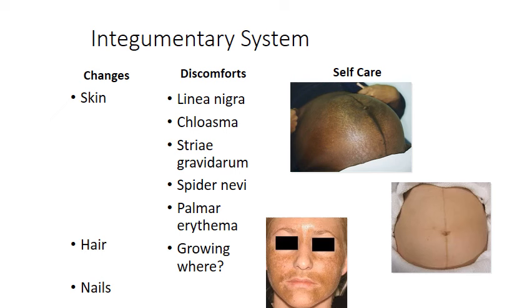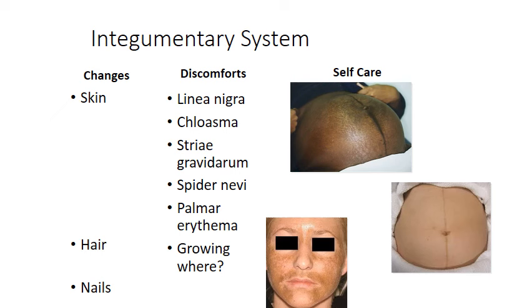The skin. The changes will start in the first trimester and continue throughout. Linea nigra is a dark line from the umbilicus to the mons pubis. You have a couple of good pictures of these on your slides. The chloasma, the mask of pregnancy, you have a picture of that, you can see it darkens. Some people's will turn red.